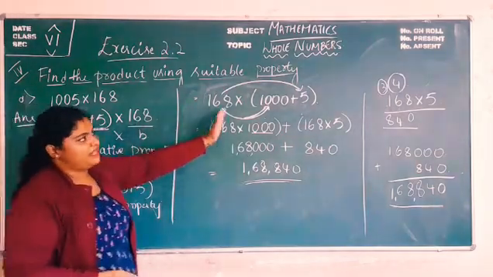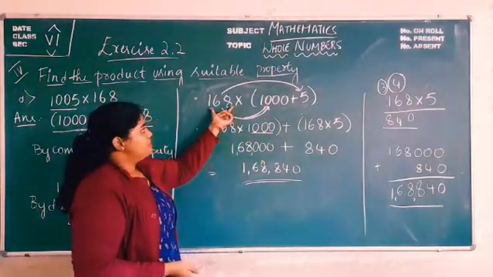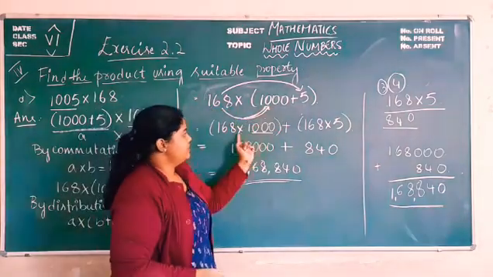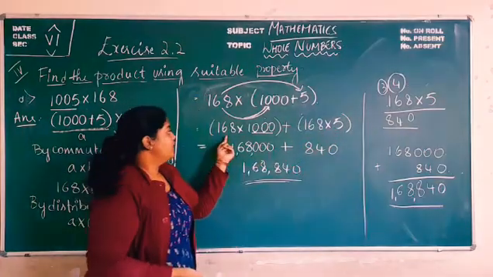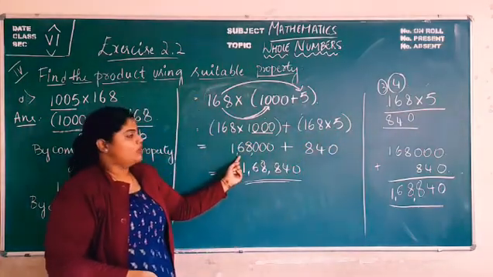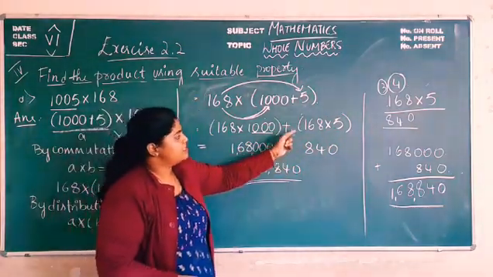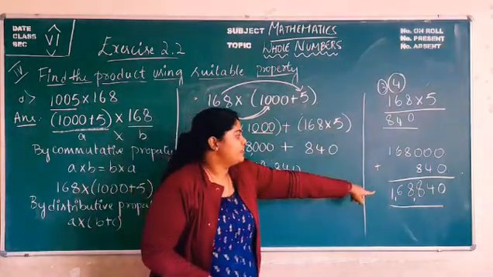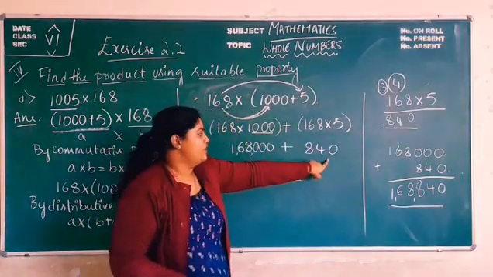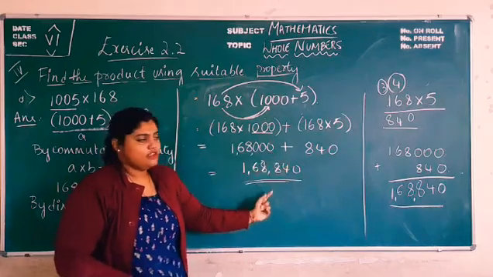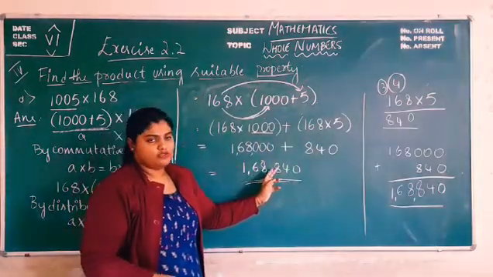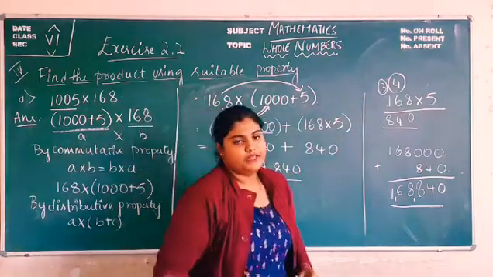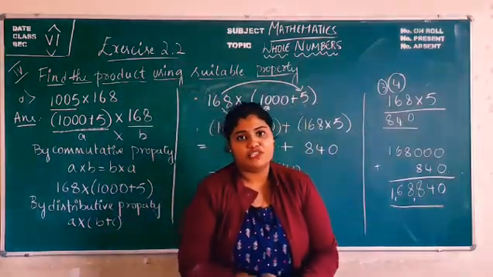So we have applied the distributive property. First we multiplied 168 into 1000 plus 168 into 5. 168 into 1000 is, yes, 1,68,000. Then plus, 168 into 5 we got 840. Then since we had a plus sign, we just added that. We got, yes, 1,68,840. So we have completed the 4th sum under exercise 2.2.